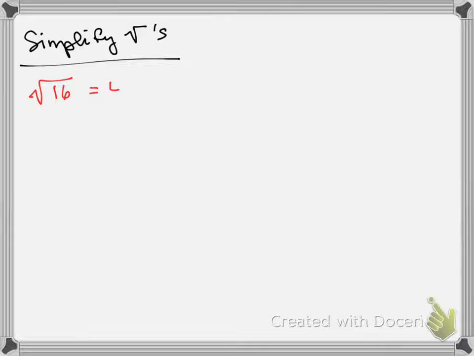Square root of 16 is 4. 16 is a perfect square. 4 times 4 gives you 16, so when you square root 16, you get 4. Square root of 8, not so much.